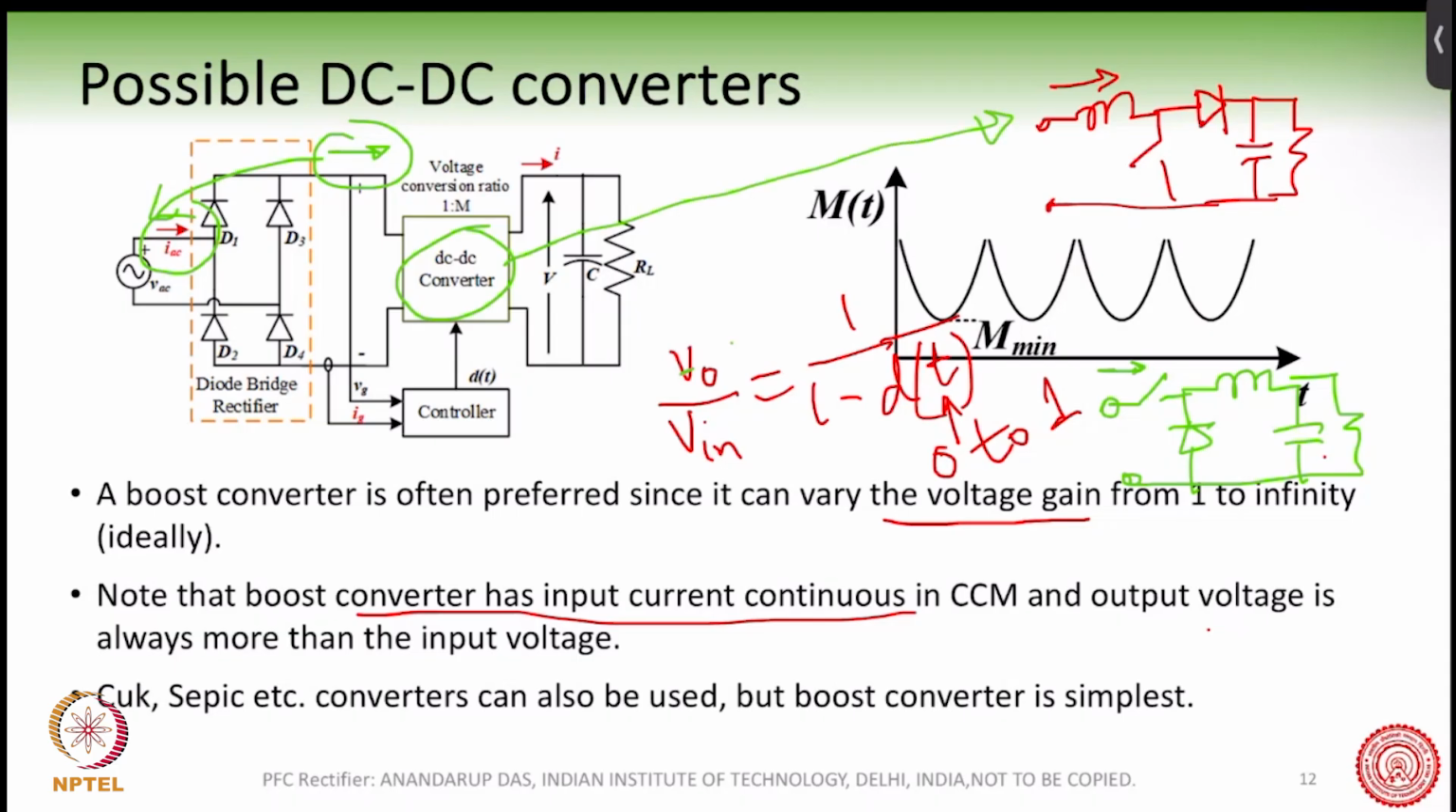Now, Cuk, SEPIC, etc., these fourth order converters can also be used, but the boost converter, being a second order system, is simplest to control. Cuk and SEPIC converters have more inductors and capacitors. The PFC boost converter has been there for the last 30 years. It is very popular, commercially available, and a very well established technology. So people have chosen this converter over other converters.